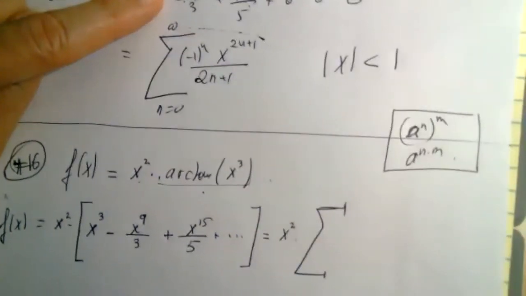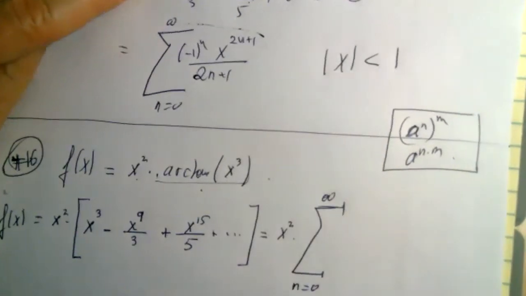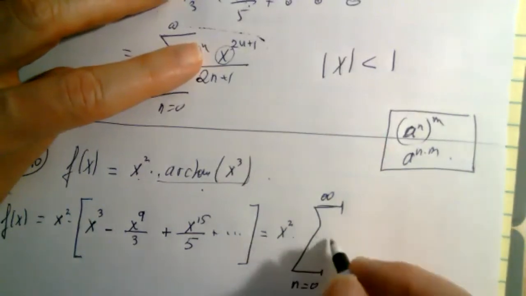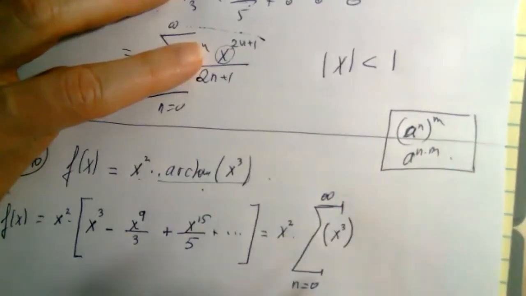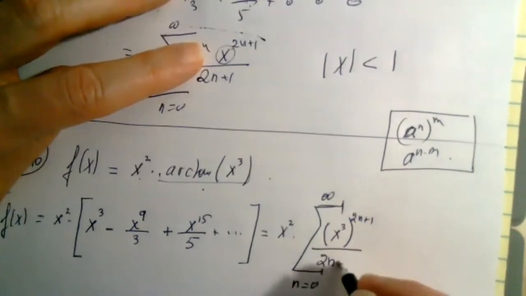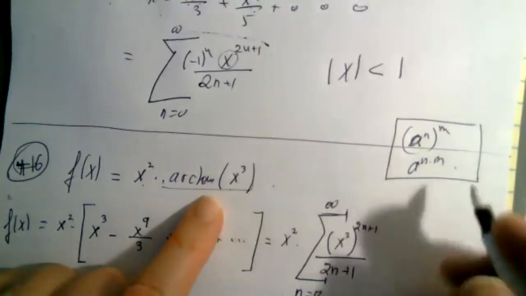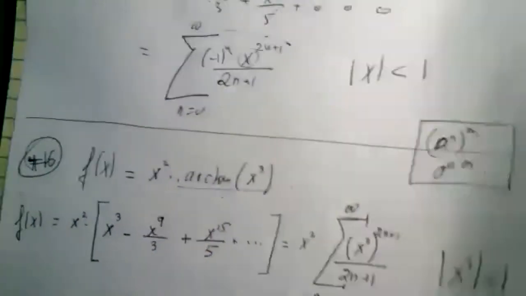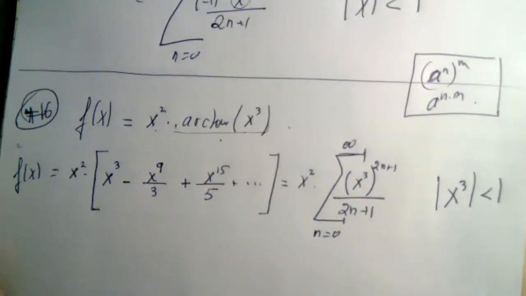So in sigma notation, I will write it. N equals 0 to infinity. Again, instead of this x, what am I supposed to put? x cubed, and then I do the algebra, to the power 2n plus 1 over 2n plus 1. And this holds, since I substituted x cubed for x, for absolute x cubed less than 1, which is the same thing as absolute x less than 1. And now I'm going to collect things in a way and simplify it, and basically I will be done.